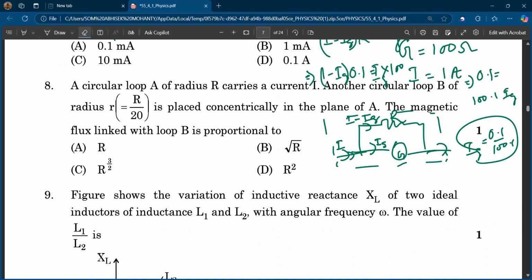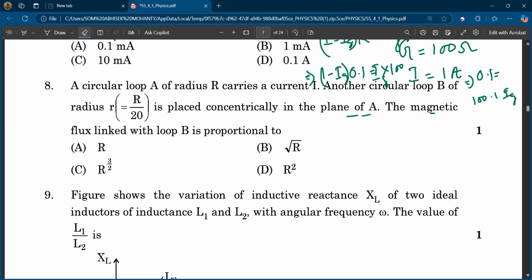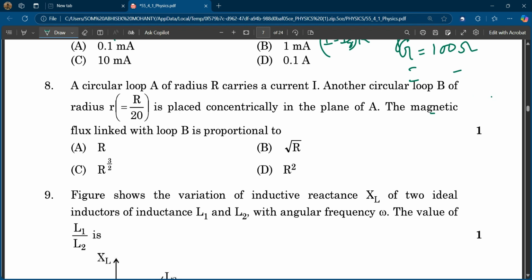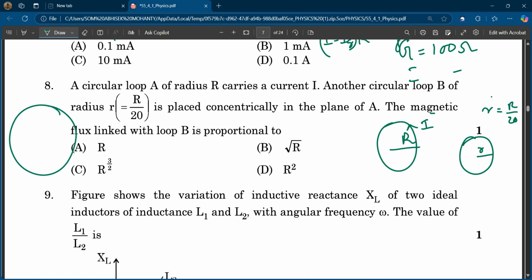Next question. A circular loop A of radius r carries a current I. Another circular loop B of radius r by 20 is placed concentrically in the plane of A. So this one is r by 20 and this is r. The magnetic flux linked with B is proportional to.